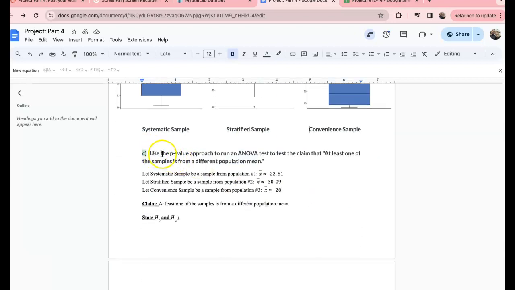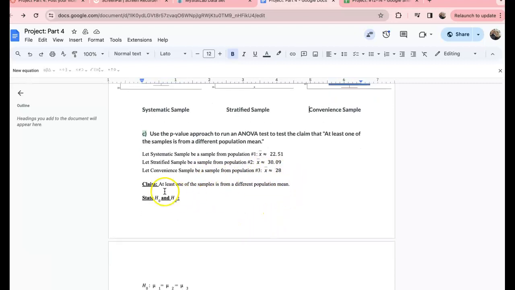So on part C, we were asked to use the p-value approach and run an ANOVA test to test the claim that at least one of the samples is from a different population mean. We did that also on StatCrunch, and it shows here, let systematic sample be a sample from population number 1, and that mean is 22.51. Let stratified sample be a sample from population number 2, and that mean is 30.09. Let convenience sample be a sample from population number 3, and that mean was 28. So our claim again is at least one of the samples is from a different population mean.